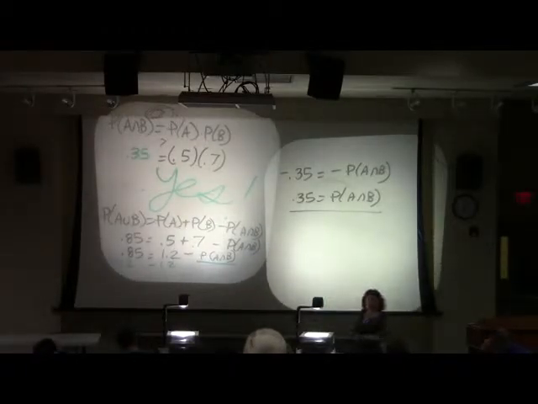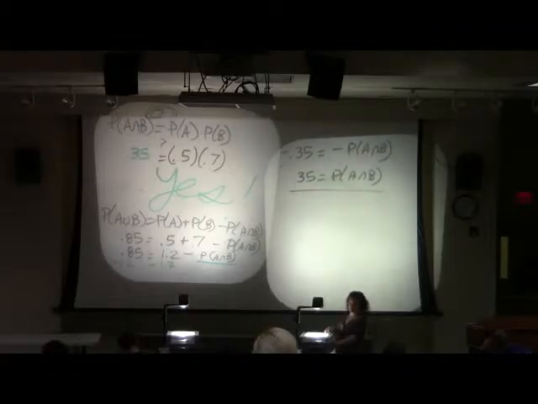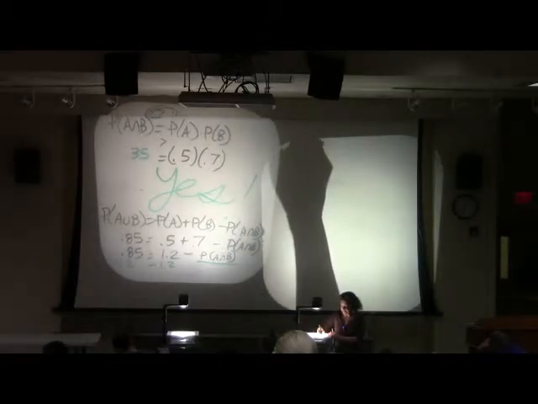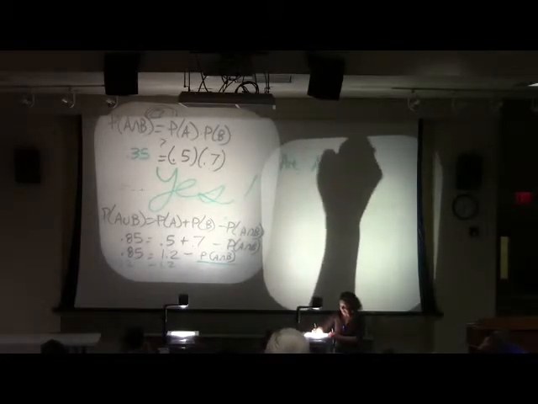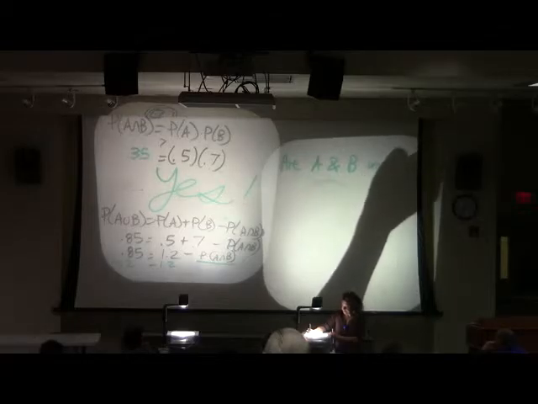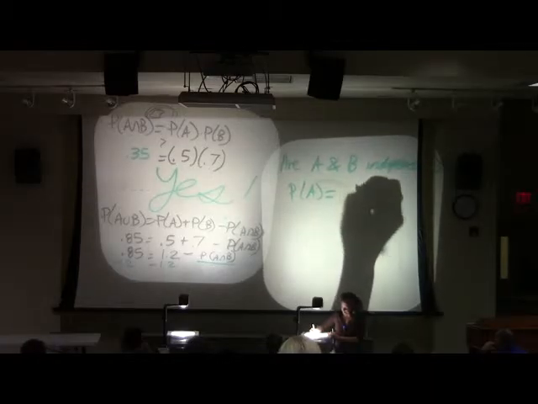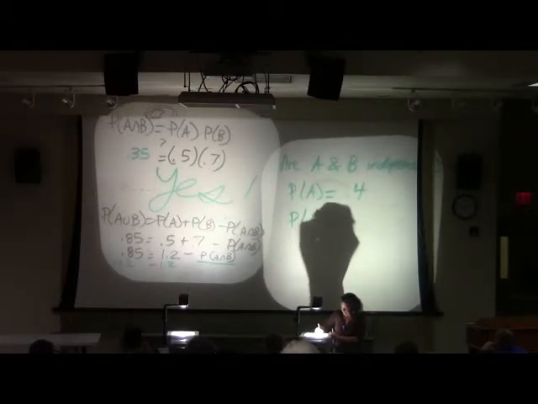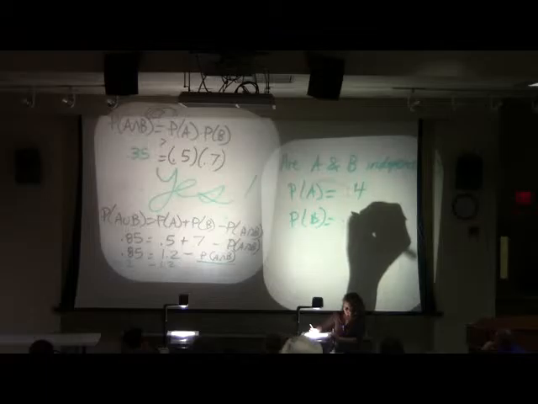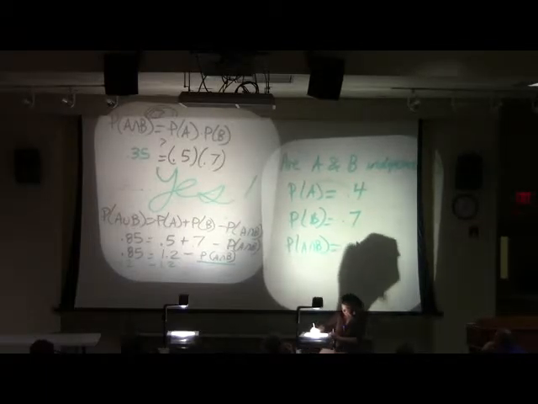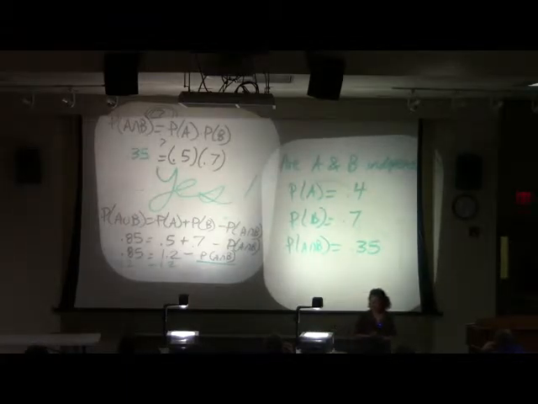If I'm asking you about independence, you always want to find the probability of the intersection. Now, wouldn't the problem have been a lot nicer if I said, hey, are A and B independent? And I told you that the probability of A is 0.4, the probability of B is 0.7, and then I told you that the probability of A intersect B was 0.35. Wouldn't this one be a lot simpler to determine?